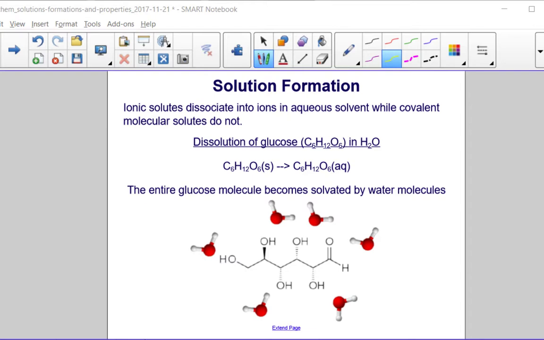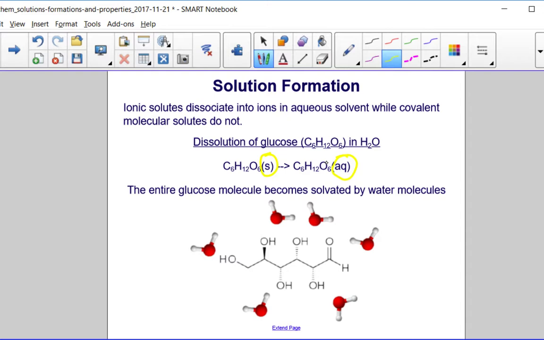Covalent or molecular solutes do not dissociate into ions. So the example here is the dissolution of glucose, C6H12O6, in water. So again, we start out with solid glucose that is dissolved in water, aqueous. So what happens? Well, the individual glucose molecule doesn't separate or ionize, but the entire glucose molecule becomes solvated, or surrounded by water molecules.